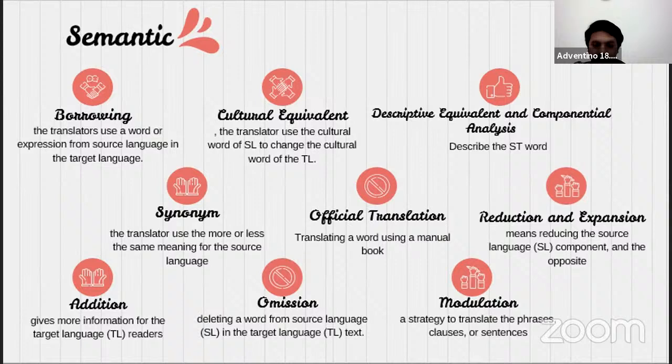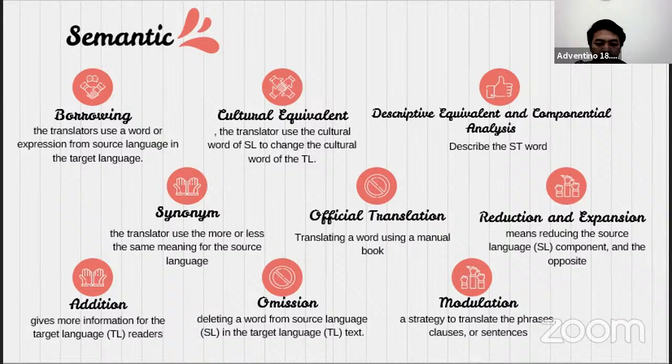And then second is cultural equivalent. In this strategy, the translator uses a cultural word from the target culture to replace the cultural word of the source text. And then descriptive equivalent and componential analysis. This strategy is used because the source text is related to the culture of the source text. It is expressed through description and function. This strategy is mostly placed in the glossary.